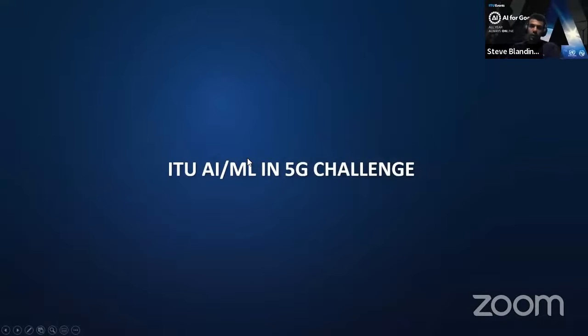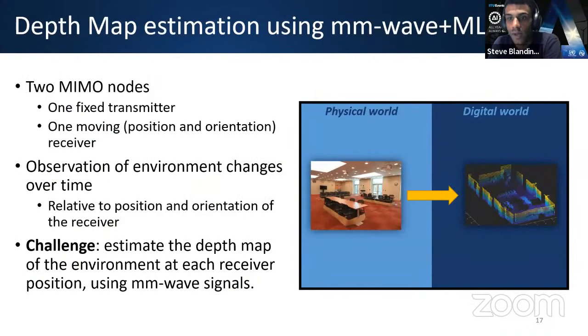Thank you, Yelena. So now we can go into the detail of the challenge. To enable the vision that we discussed in the introduction, using our measurement data, we would like to have an estimation of the depth map of a room using millimeter wave signals and machine learning algorithms. So we consider a transmitter and a receiver, which are MIMO nodes. One node is fixed, the transmitter, and one node is moving, the receiver. The receiver is moving in terms of position, but is also changing orientation.